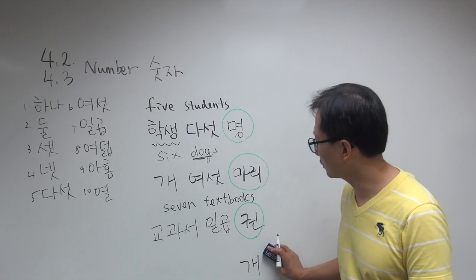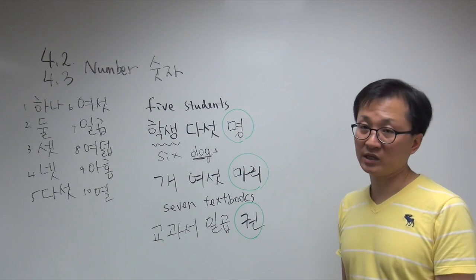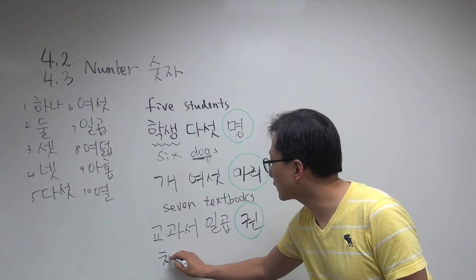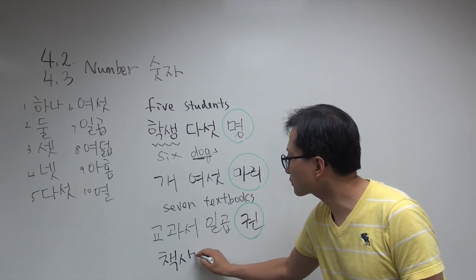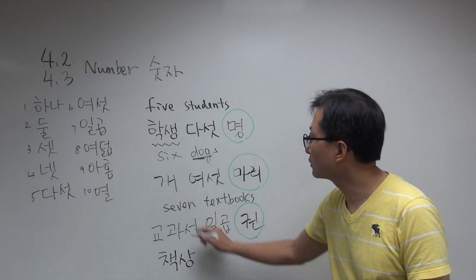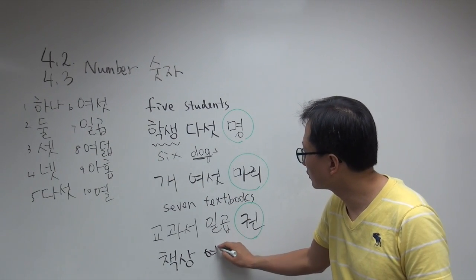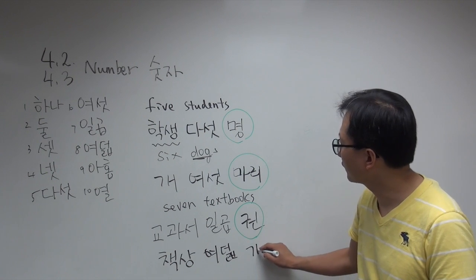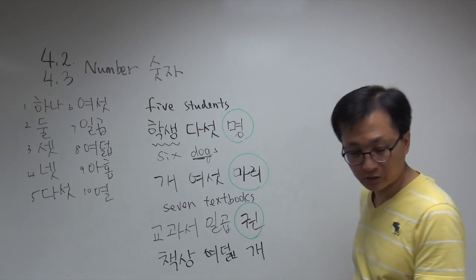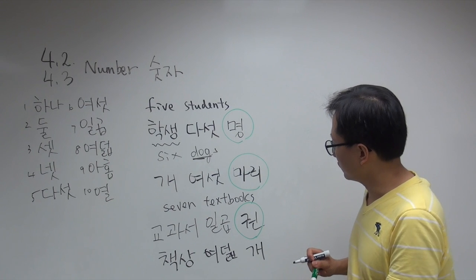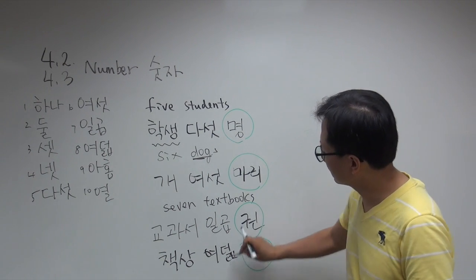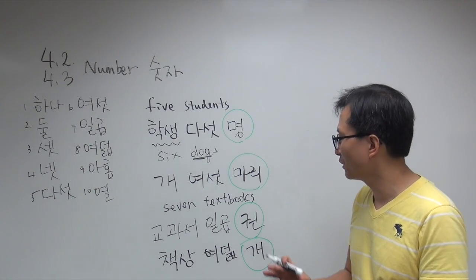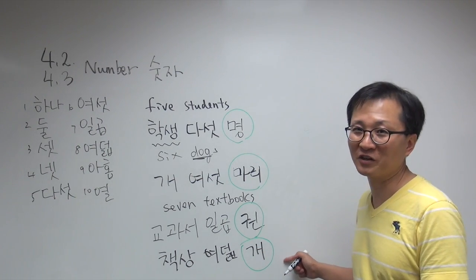So let's say 8 desks. 8 desks. What was desk? 책상이죠, 책상. 책상 8개. 8 desks. Right? So if you don't know a specific counter for something, then just 개 works fine.